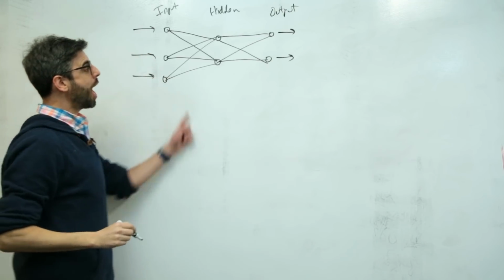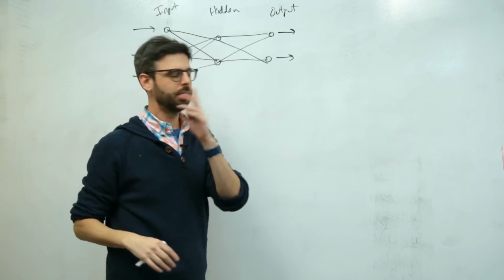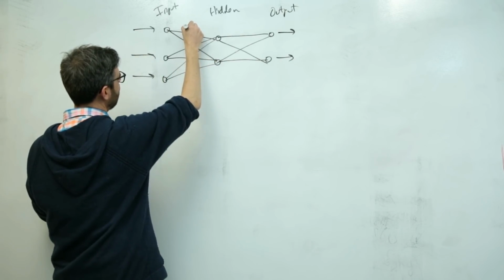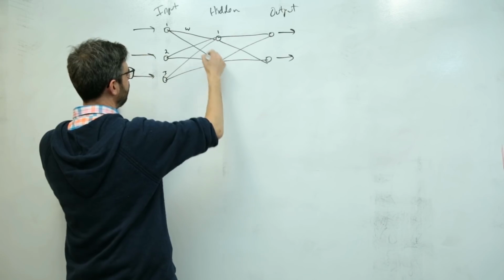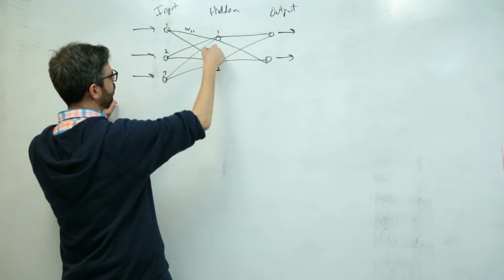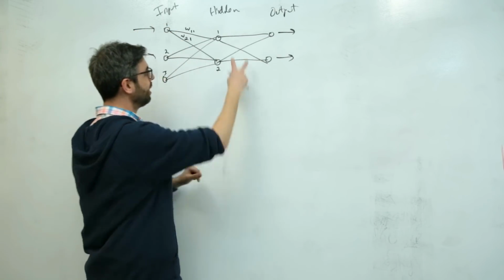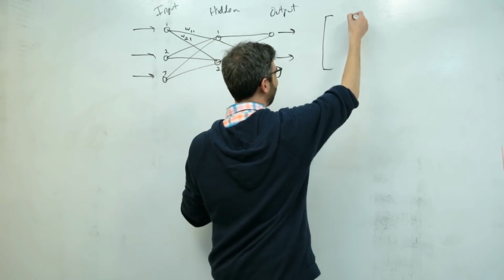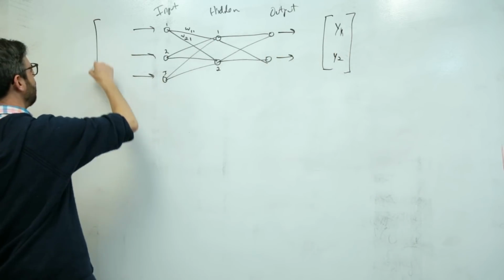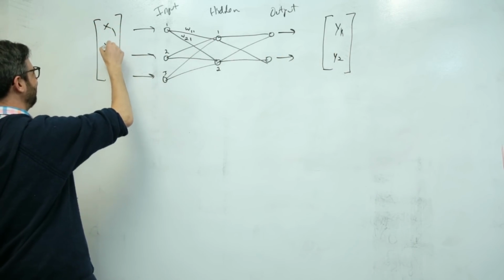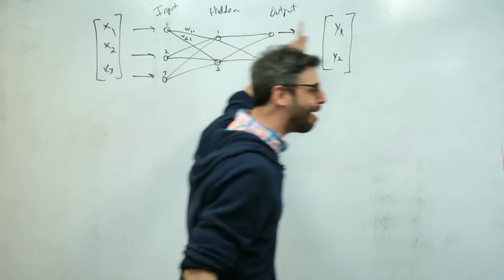All of these connections have a weight, and we can consider them in a weight matrix. If this is input 1, 2, 3, and this is hidden 1, 2, this is weight 1 to 1, this is weight 2 to 1, so these all end up in a nice weight matrix. The outputs come out in an array, like y1, y2, a vector. The inputs come in as a vector x1, x2, x3. Okay, I'm getting back into this.